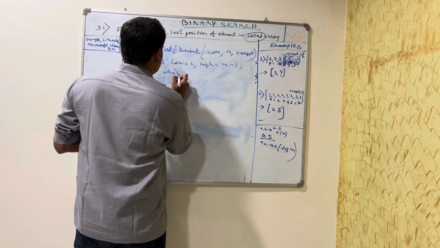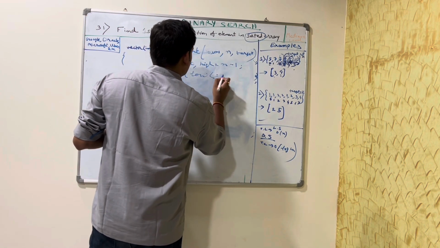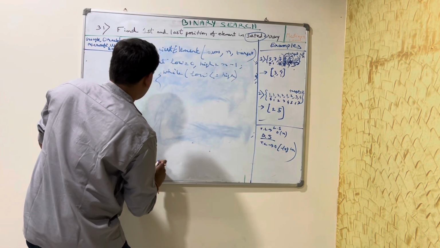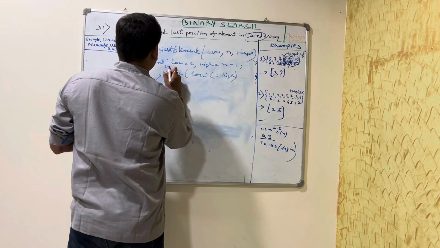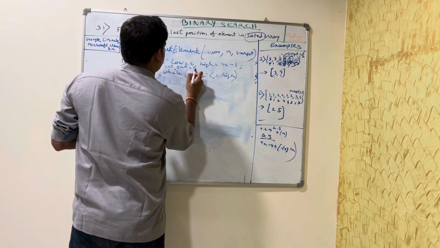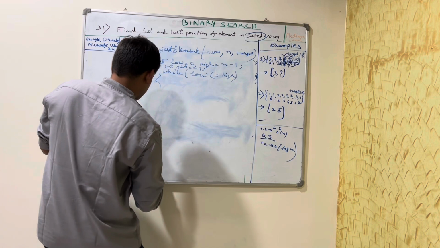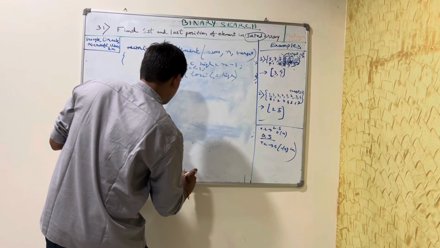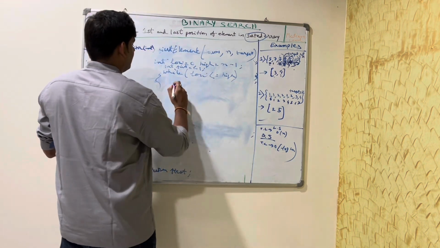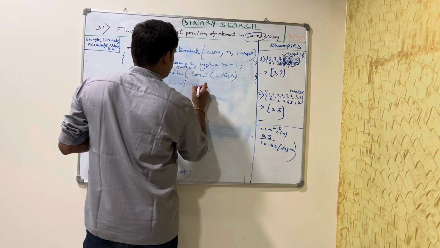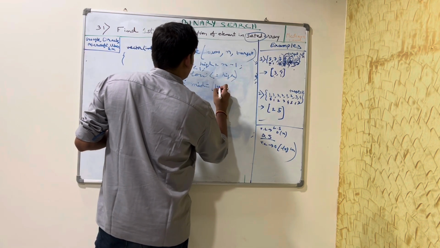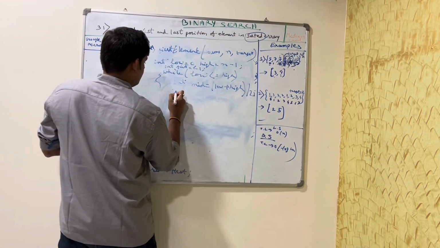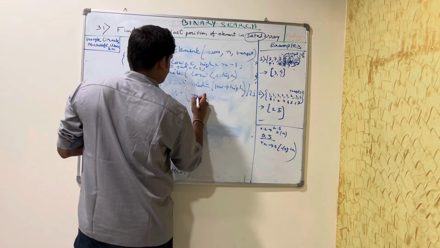While low is less than or equal to high, we will continue our binary search, right? And we will have, say, int first equal to -1, since we are finding the first occurrence, and we will return first. If we don't find the value, then the first value will obviously be -1. But if we find the value, we will have int mid equal to low plus high divided by 2, right?